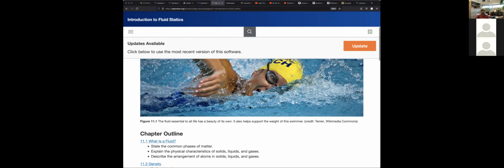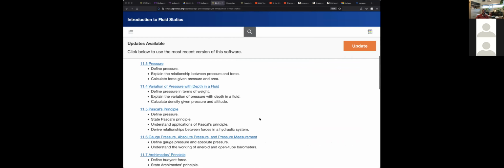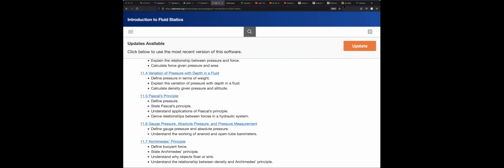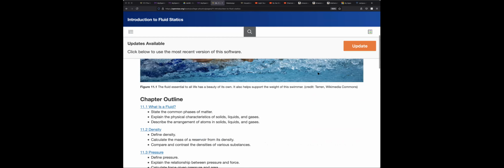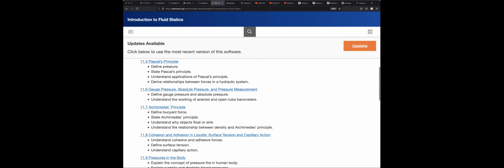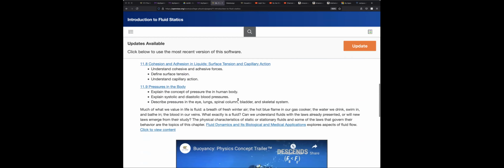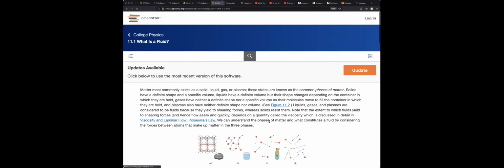All right, so fluid statics. This is essentially the study of fluids that aren't moving. That's why it's called fluid statics instead of fluid dynamics. And we're going to start off with some basic ideas of what a fluid is, some basic properties of fluids, and then we'll move on to some of the interesting things that happen with fluids. It's a fairly long section, 9 sections in the chapter, but I think we should be able to get through it pretty quickly.